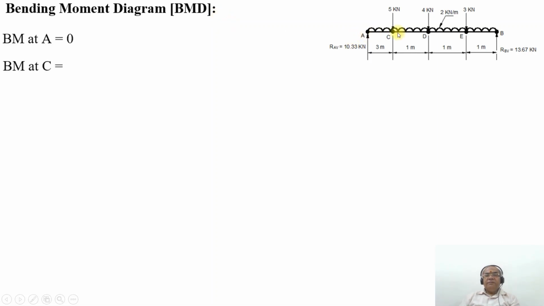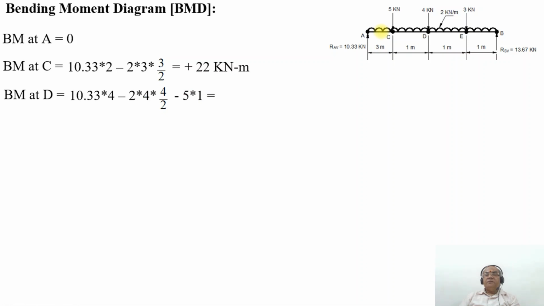Bending moment at the point C will be equal to plus 10.33 into 3 minus 2 into 3 into 3 by 2. On simplification, you will get plus 22 kilonewton meter. So BM at D will be equal to 10.33 into 4 minus 2 into 4 into 4 by 2 minus 5 into 1. On simplification, you will get 20.32 kilonewton meter.